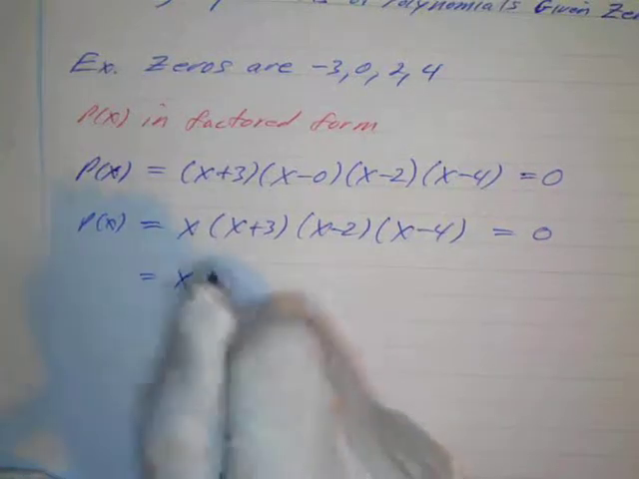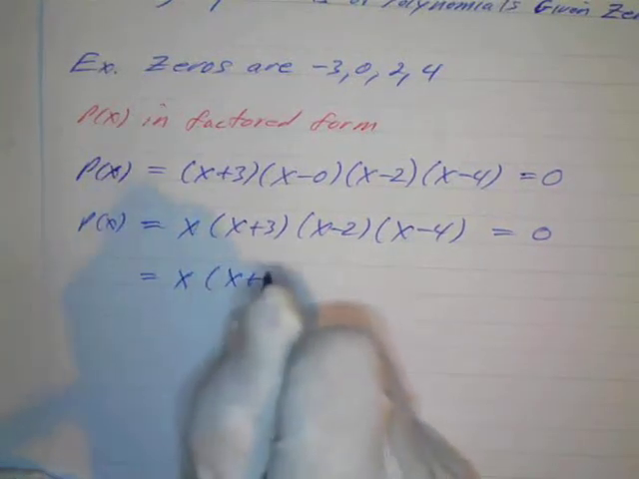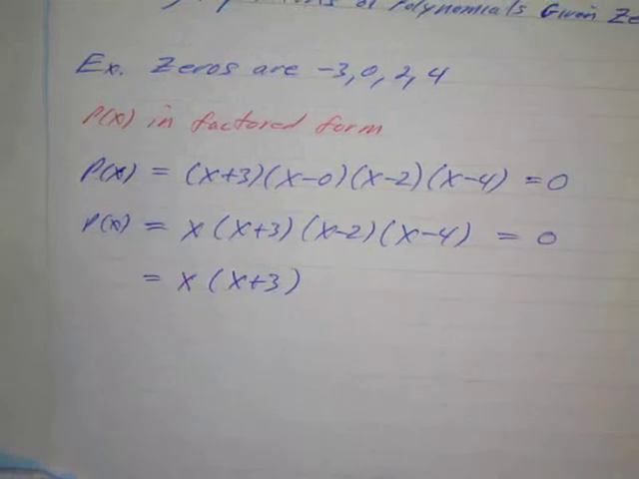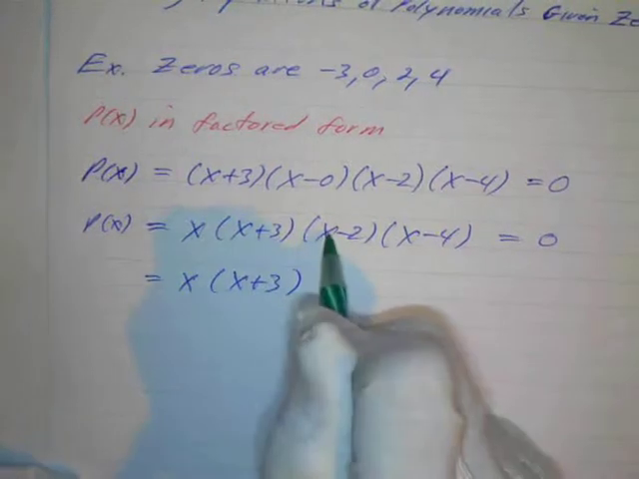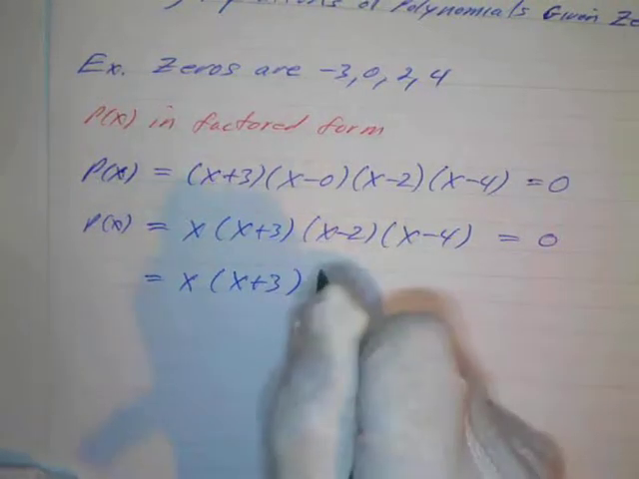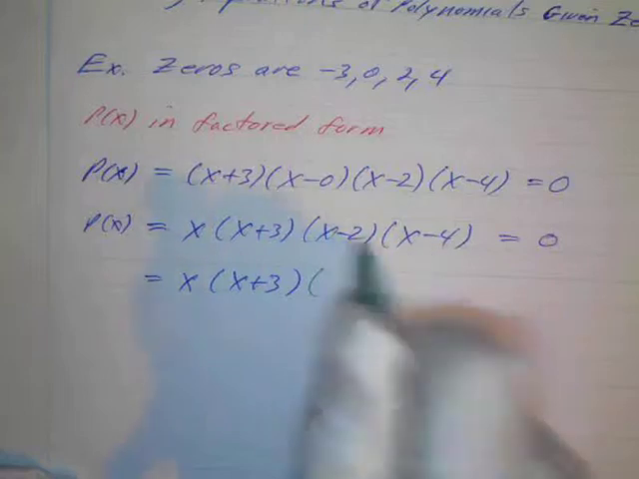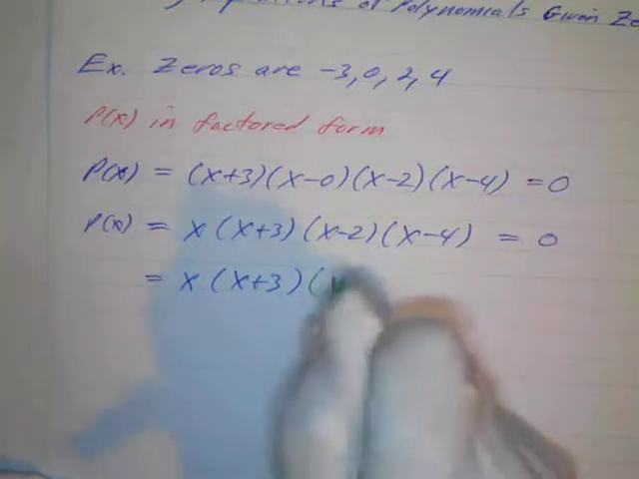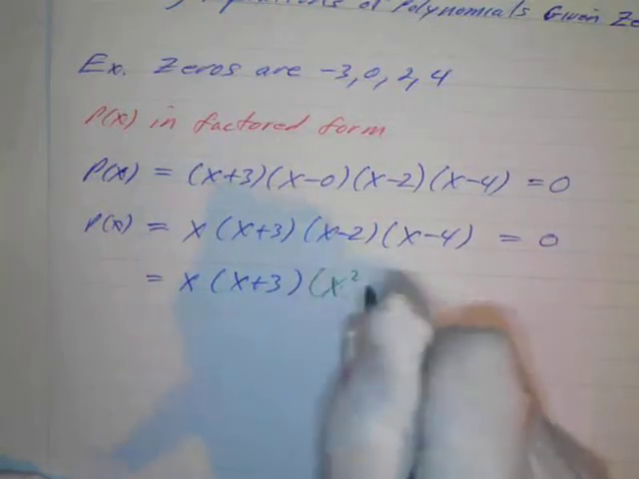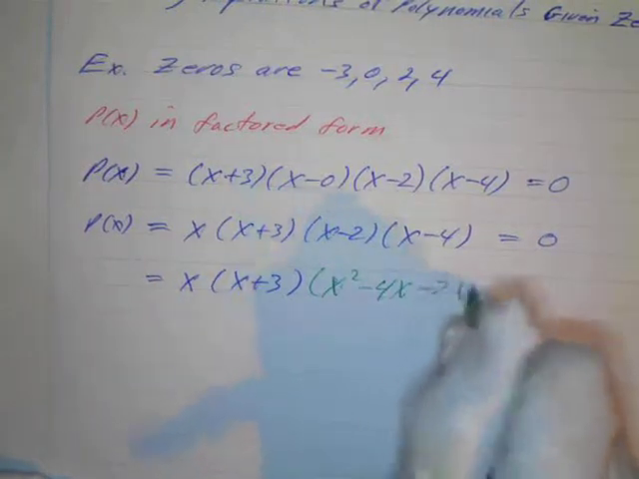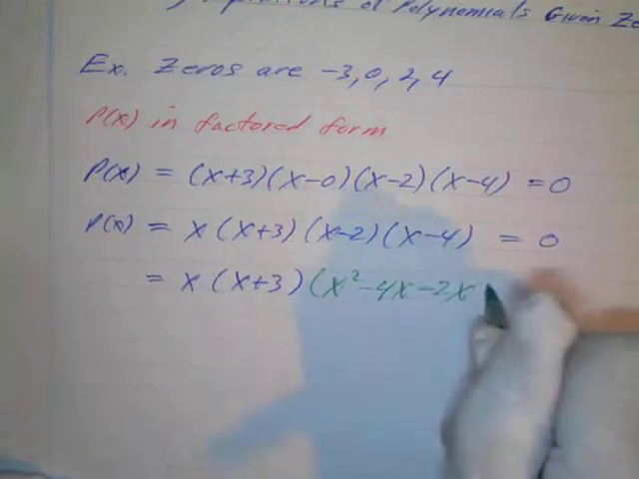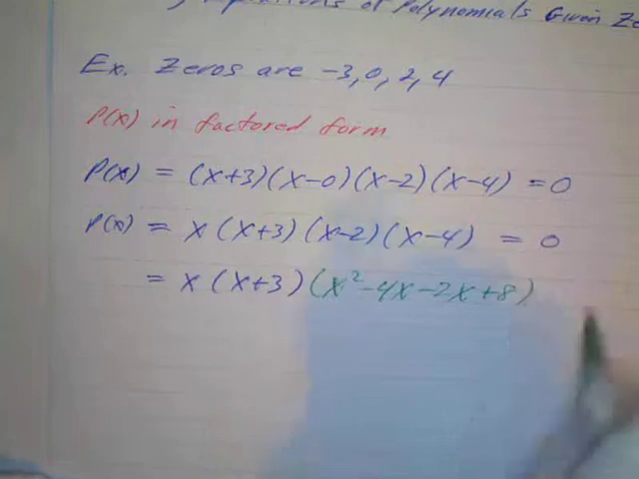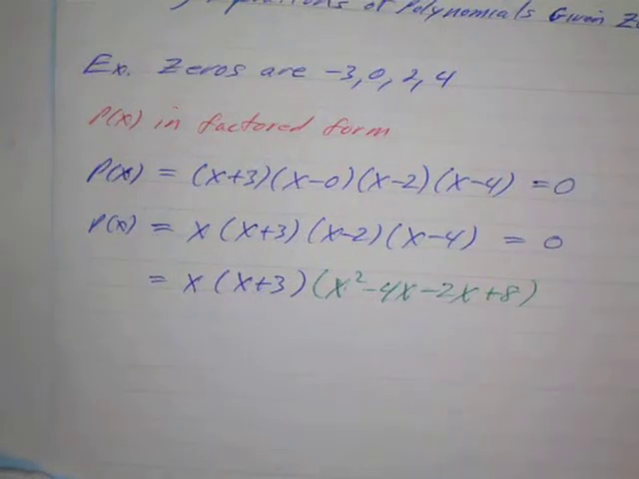So we've got a lot of multiplications to do. Nothing too difficult, but just a lot of little things, so you got to be careful. Okay, so we're going to use the good old FOIL process. First, outside, inside, last. So x times x is x squared. X times negative 4 is negative 4x. Negative 2 times x is negative 2x. And a negative times a negative is positive. And 2 times 4 is 8. And then I'll simplify this.